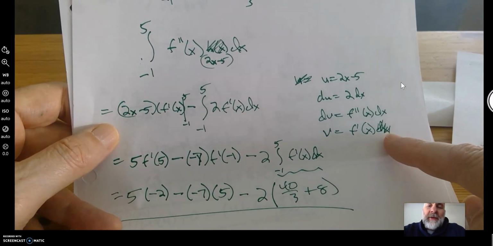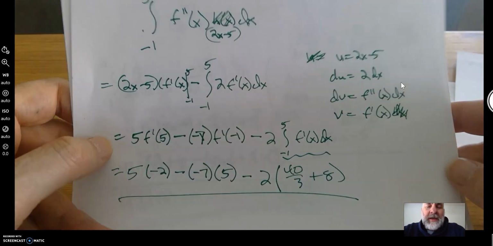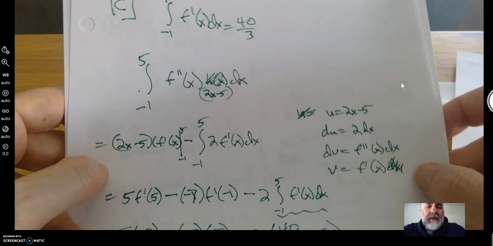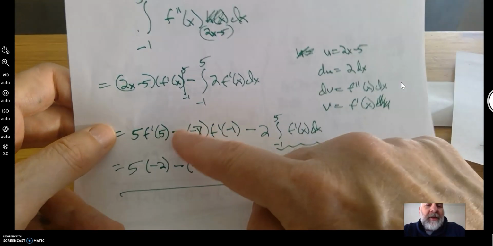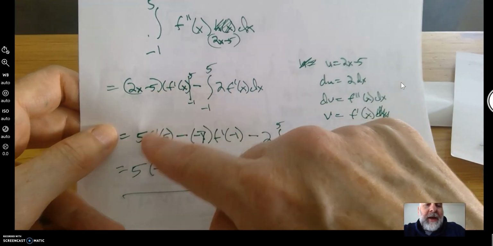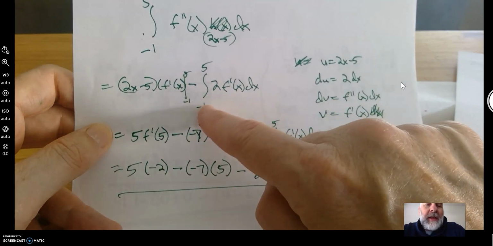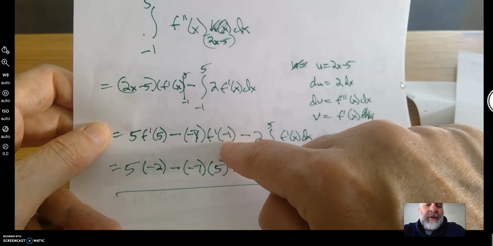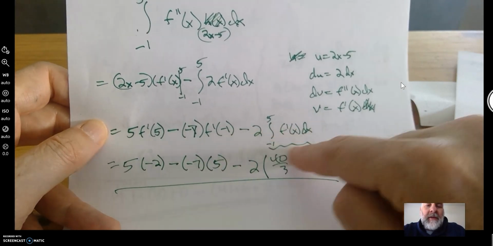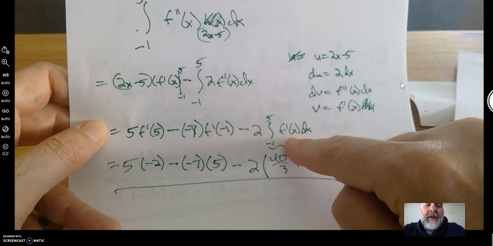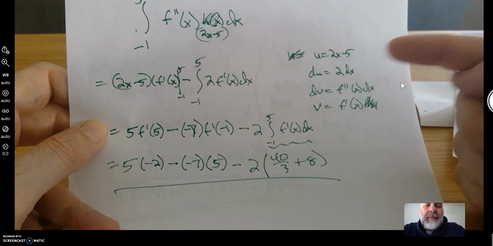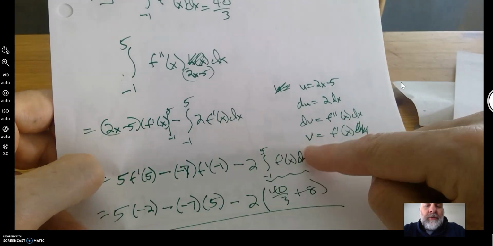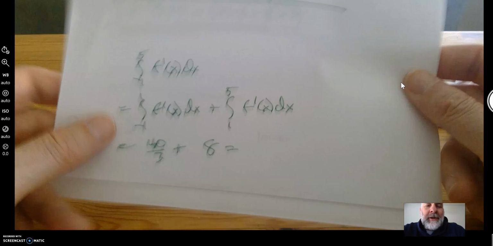I'm just taking a look at it right now because, again, I haven't been able to check my answers, and so I'm a little apprehensive. And then we want to evaluate this from -1 to 5. So first I plugged in 5, so that's 5 times f prime of 5. Then I plugged in -1, and I got that. That looks pretty good. And then minus this, and the antiderivative of f prime is just f. Oh, no, I'm sorry. No, that's where the given comes in. I had to do the integral from -1 to 5 of this thing. That's right. Here we go, down here.